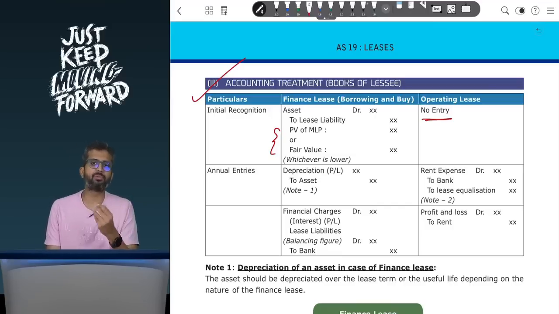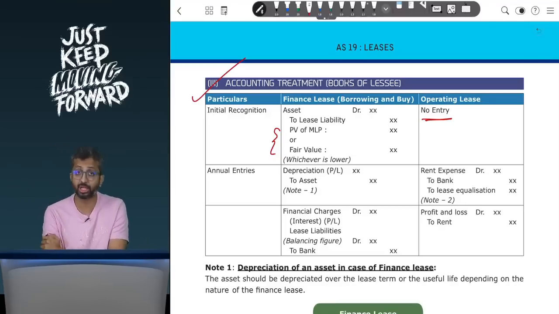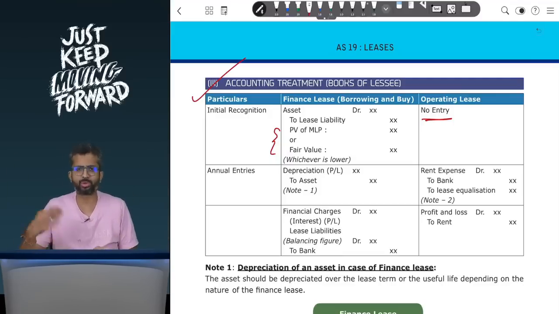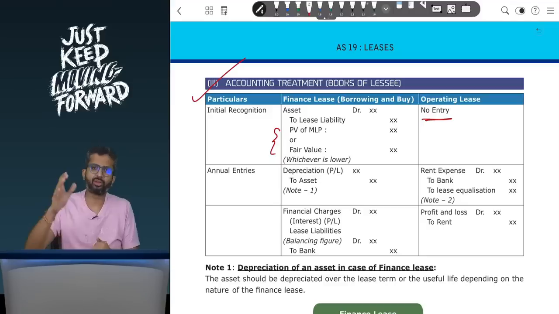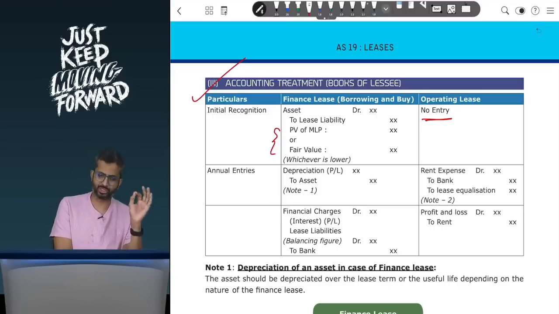Like, for example, if a finance lease is like a hire purchase, where 5 years is the lease term and after that ownership is automatically transferred, then I will depreciate the asset over its life. However, if there's no ownership transfer option, and the asset has a life of 15 years but you are given it on lease for 12 years, then you depreciate it over 12 years, because after that you have to give the asset back. So you will depreciate the asset, generally on a straight line basis if nothing else is given.